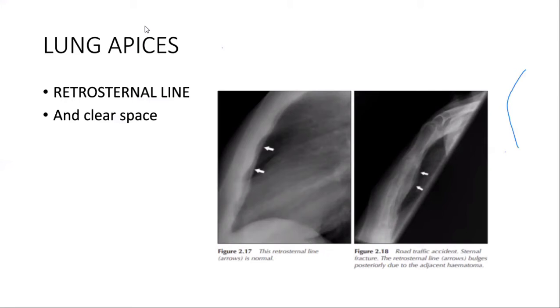So you have to look at this area, and there is also the line behind it, shown in the first figure 2.17. There is a retrosternal line. It is actually a soft tissue line. If it is bulging anteriorly, you know that there is some collection. In the second figure, it is shown that there is bulging towards the chest, which means there is some collection. It is actually seen in road traffic accidents where there is a fracture of the sternum.